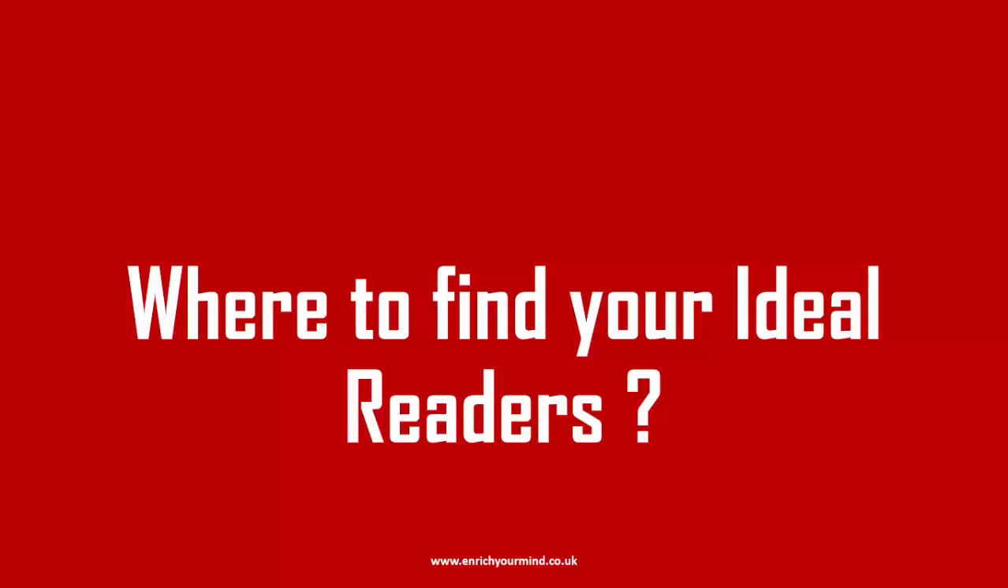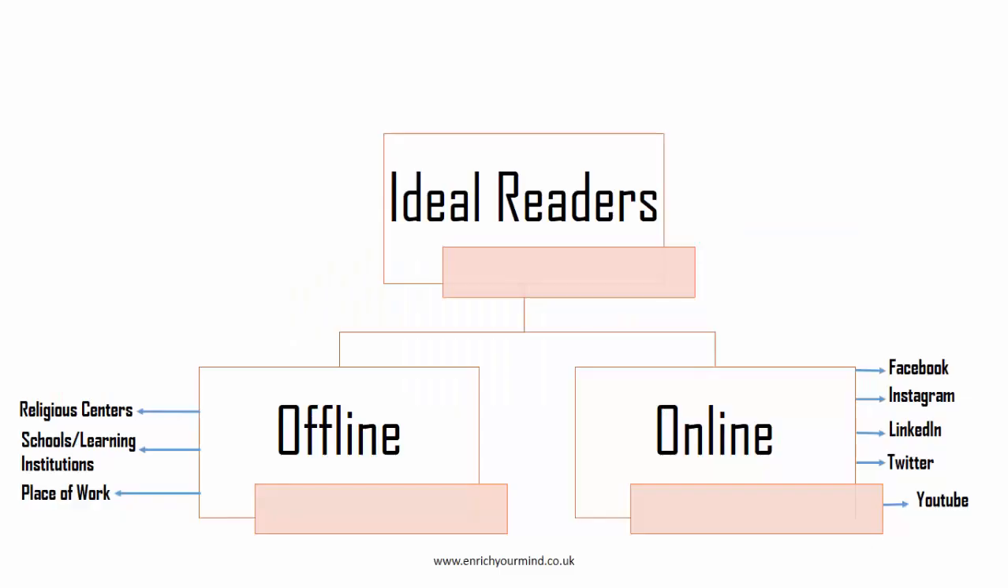Last but not least is where to find your ideal readers. There are so many places to find them, but there are two basic places: one, offline; two, online. Speaking of offline, there are religious centers, schools, learning institutions, your place of work, and so many other places. And there is online, which is Facebook, Instagram, LinkedIn, Twitter, YouTube, emails, and so many other places. Both of them have their pros and their cons.